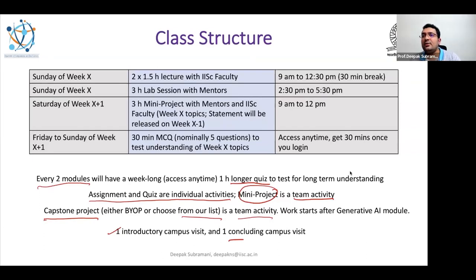We will have classes one day of a particular week. Classes are on Sunday morning, right? So that's what classes. Professor, there is one more question from Mr. Kiran. I'm just allowing him to speak. Mr. Kiran, you can proceed. Mr. Kiran, you can unmute.